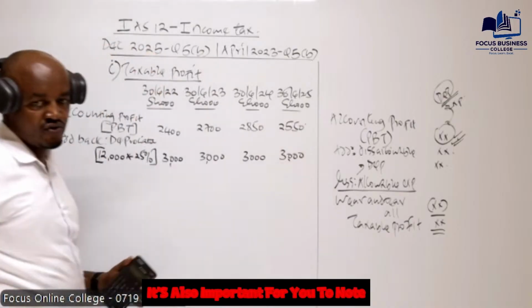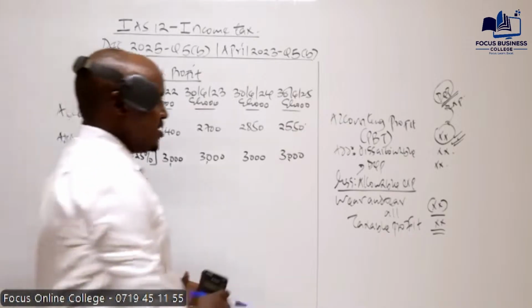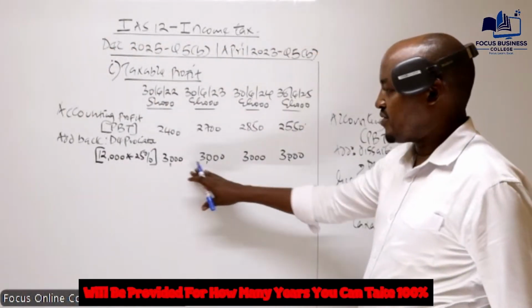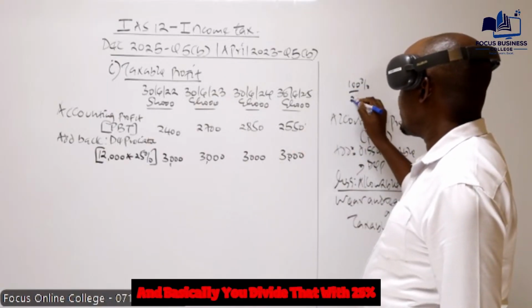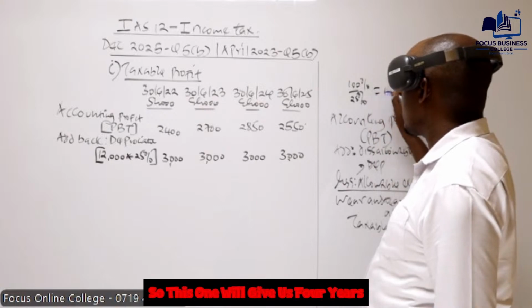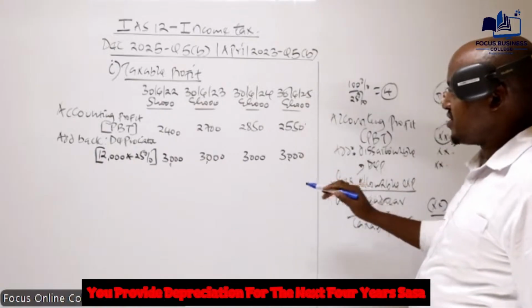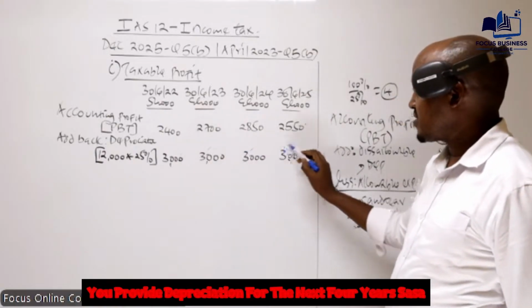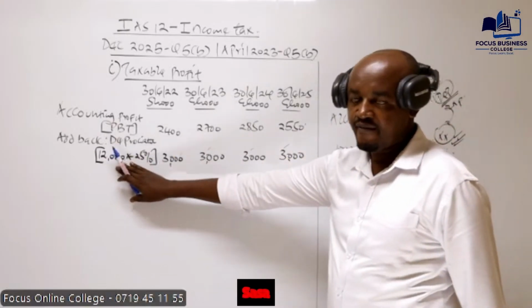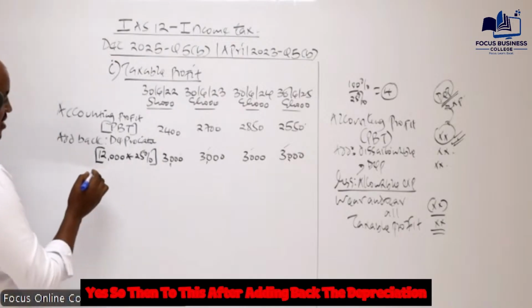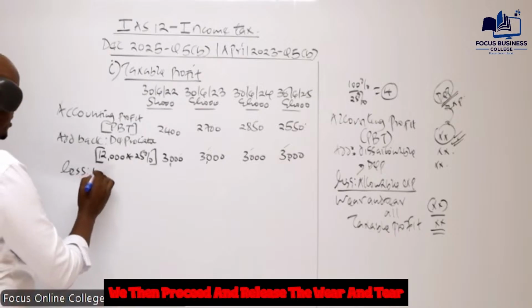It's also important for you to note that if, for example, we are depreciating an asset at the rate of 25%, for you to know for how many years this depreciation will be provided, you take 100% and divide it by 25%. This will give us 4 years. So if you are depreciating an asset on straight line, you provide depreciation for the next 4 years. That's why, for example, if you add this, it will give you 12,000. So then, after adding back the depreciation, we proceed and we less the wear and tear allowances.